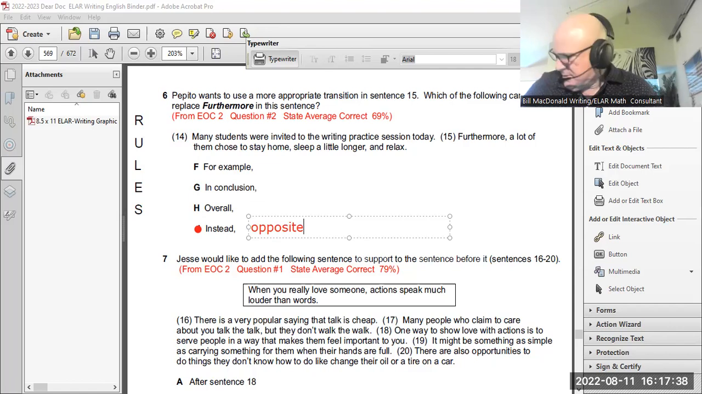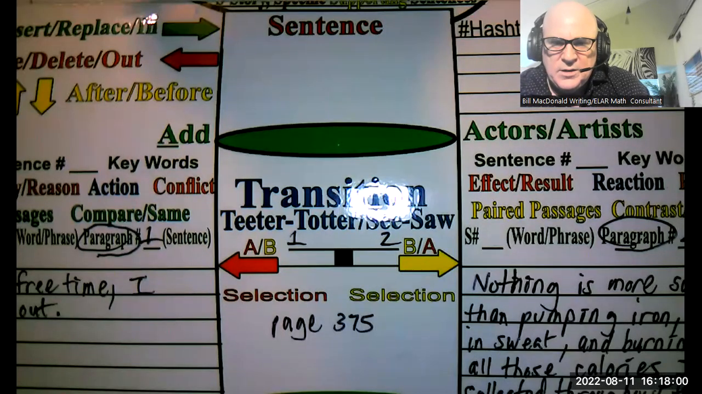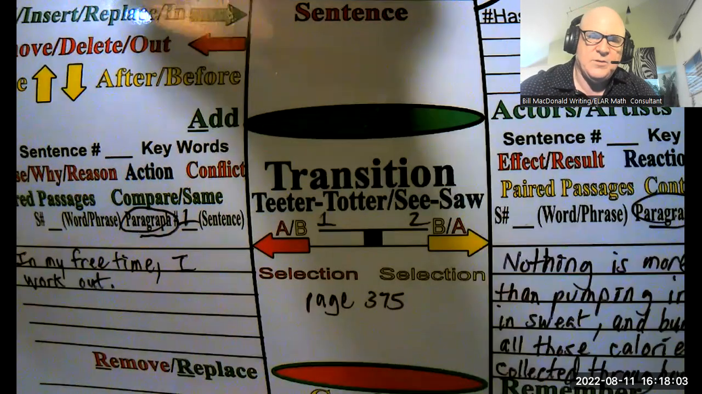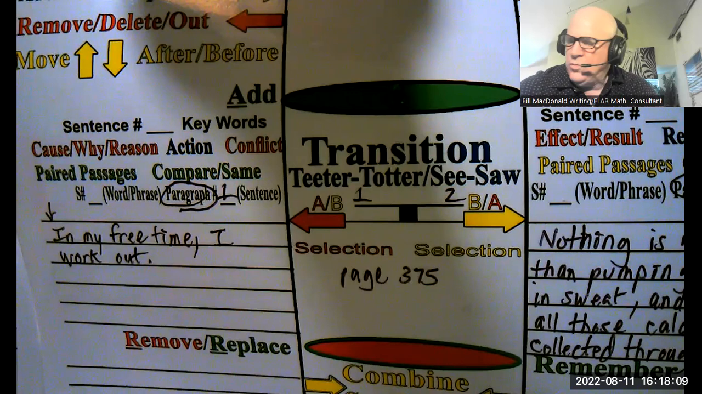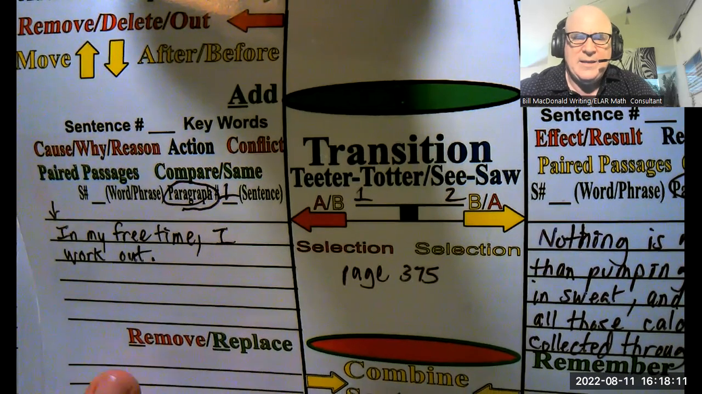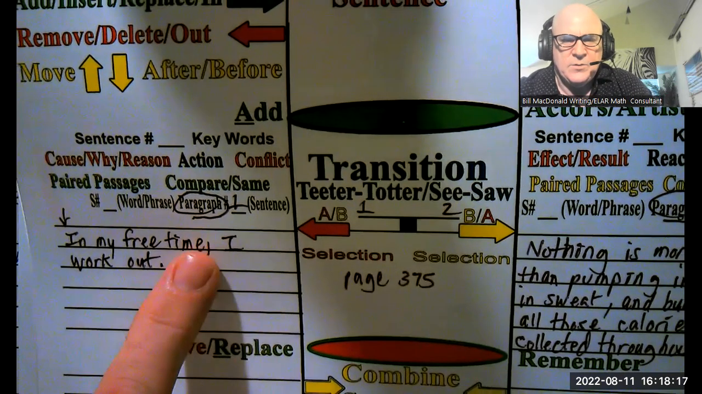Okay. The second one, what I'm going to do first is show it to you on the chart, the teeter-totter graphic organizer, so you can see how clear it makes things. We've got the glare, so I'll turn off the light on the machine so that you don't have that. You'll just have a shadow in a special place today. This one leaves one paragraph, as you can see here, and goes to the next one.